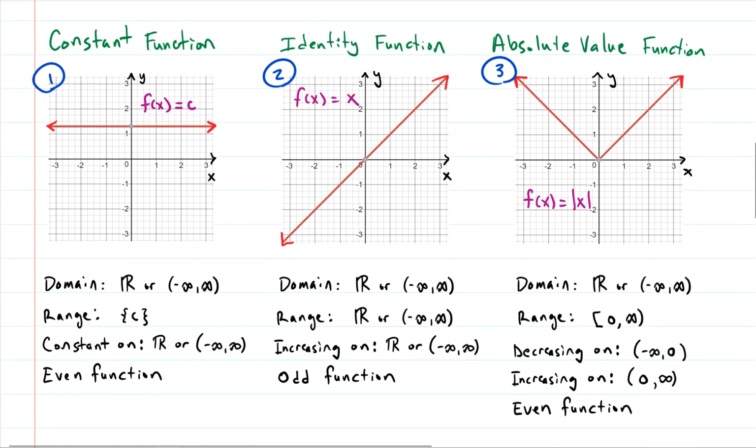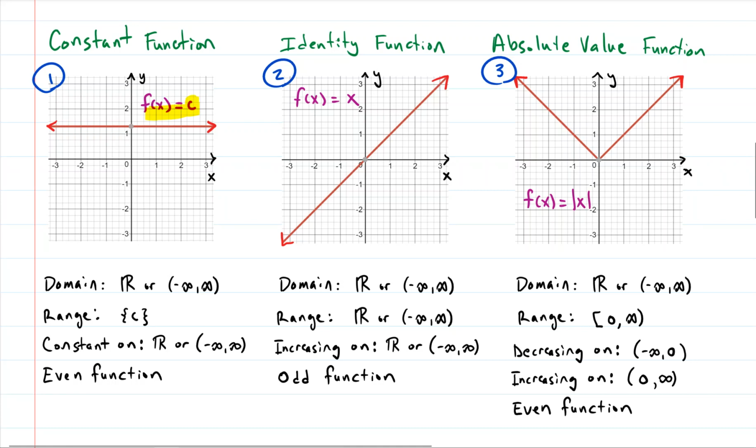The first graph we have here is called the constant function. It's just a horizontal line, so it's y equals some constant. Here I have the constant represented by c, but c can be anything. It can be 5, it can be 1.2 or 1.5, whatever you want it to be.